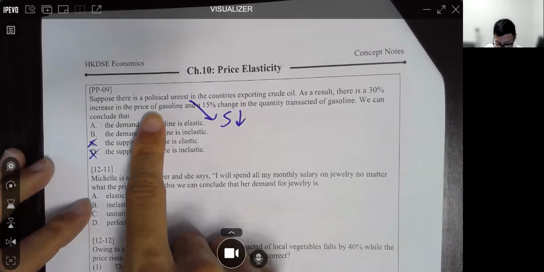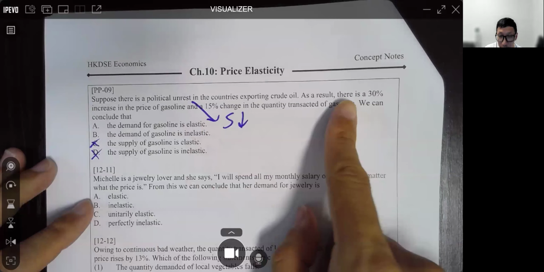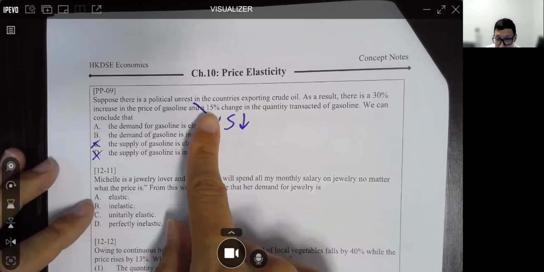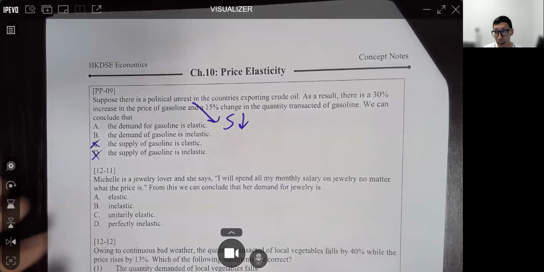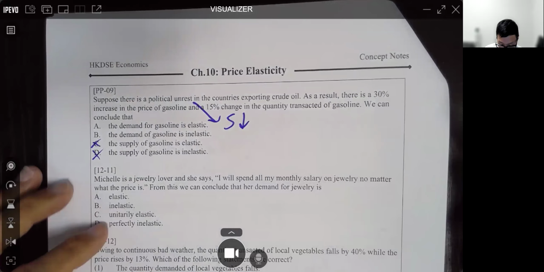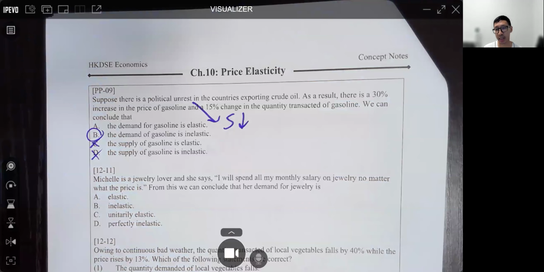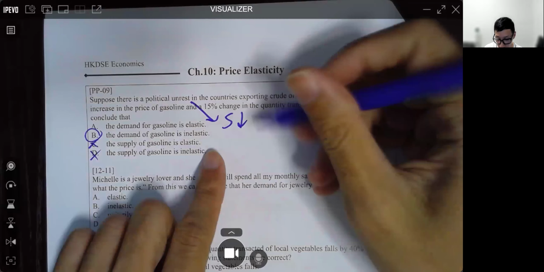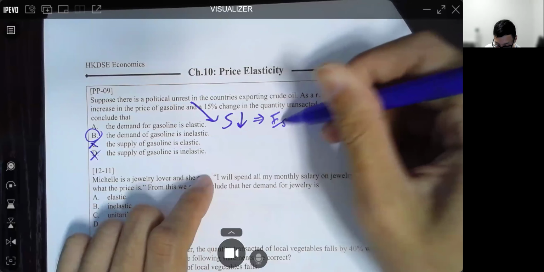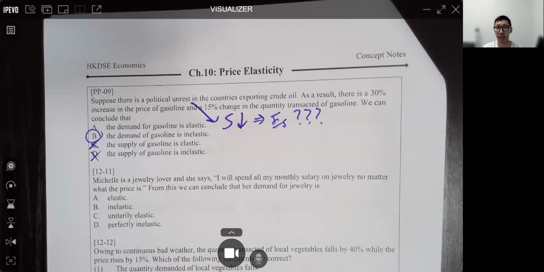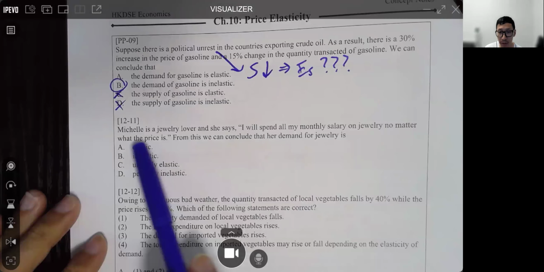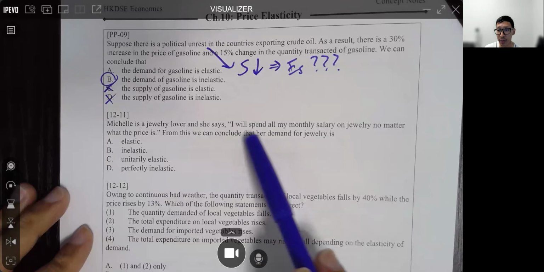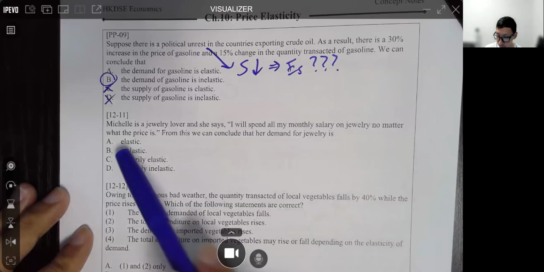Here it says a 30% change in price, while there is a 15% change in quantity. You see that quantity is changing by a smaller percentage than price. We call this inelastic. Since supply decreases, we do not know anything about elasticity of supply. Okay, next one.